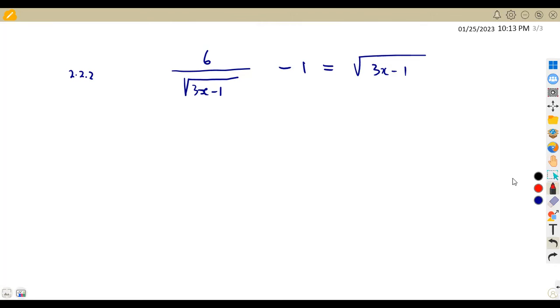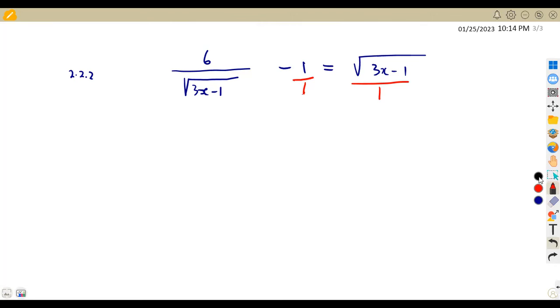Okay, so how do you remove this fraction? Minus 1 is the same as minus 1 over 1. The square root of 3x minus 1 is the same as that over 1. So which means we are having the square root of 3x minus 1 in the denominator, and we've got 1, we've got 1.